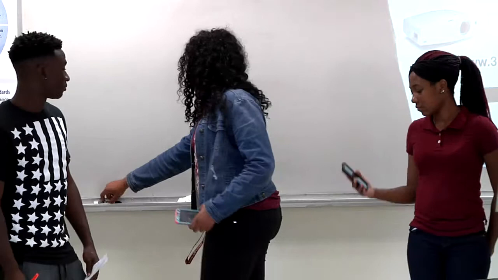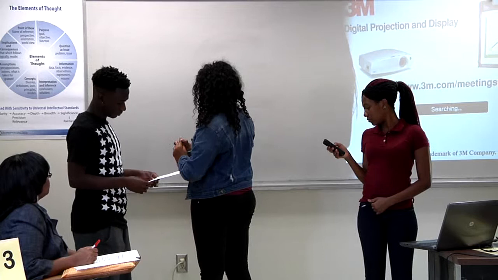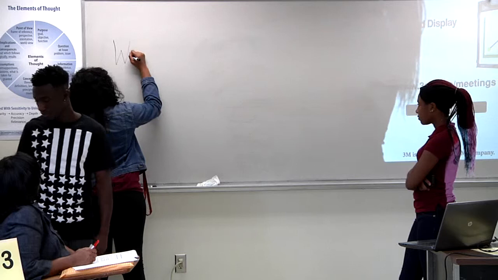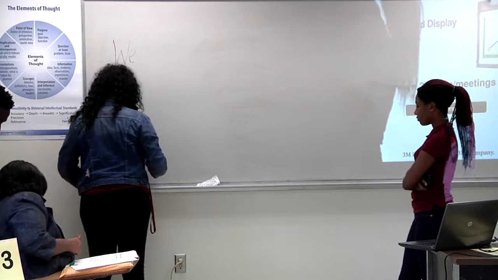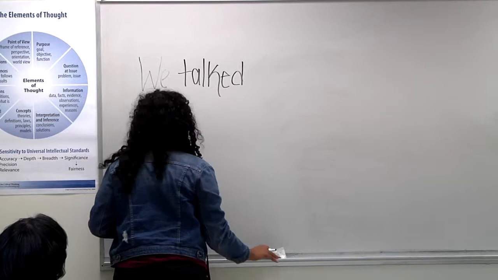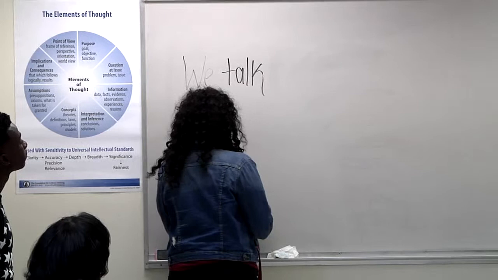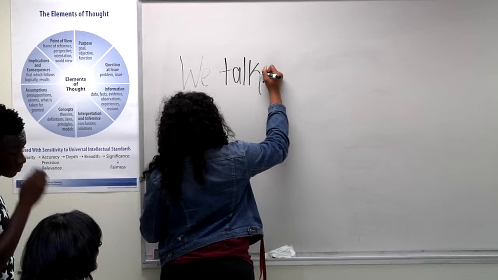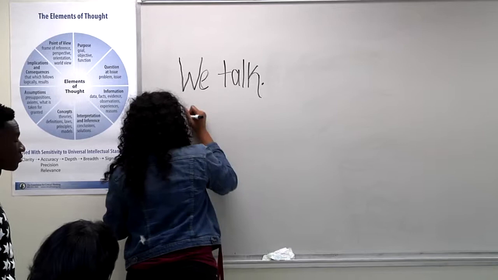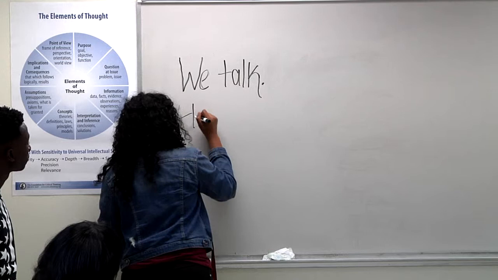Okay. Take a pen, please. One more on the board. Okay. Let's take a simple verb, to talk. We talk, okay? No. We talk. Okay, period. This is a simple sentence. We talk. Now write another sentence right under it. He. Talk. Is it talk or talks?